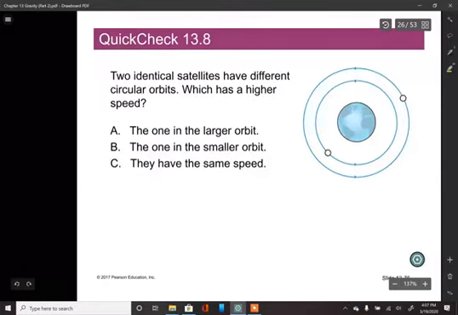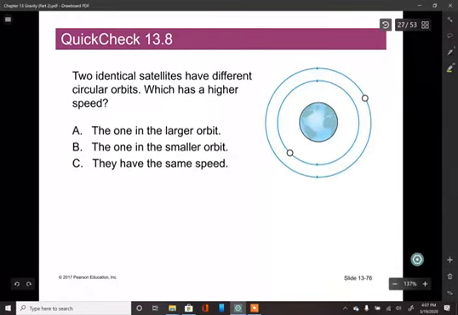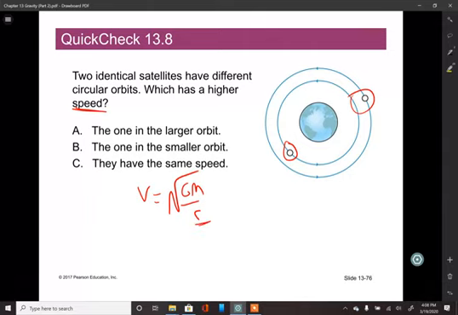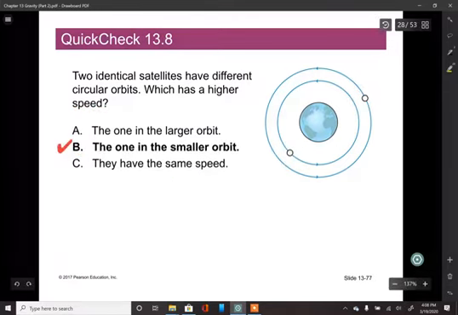Right, same speed. So now we have two orbits, right? A close by and a far off. And we want to know about the speed. Well, again, right? If r is small, then v is big because r is in the denominator. So the smaller orbit should be going faster. Right? They didn't have to be identical. It wouldn't change anything.